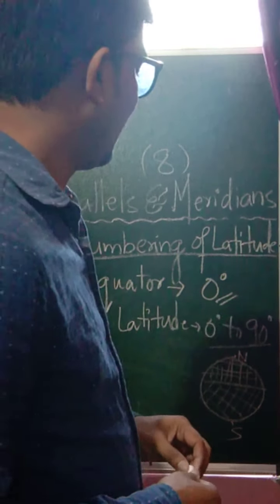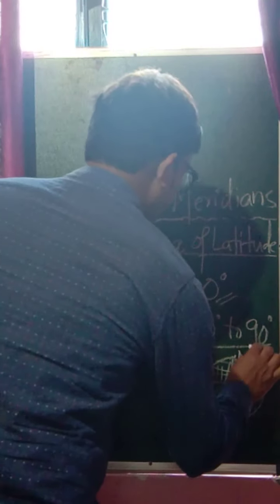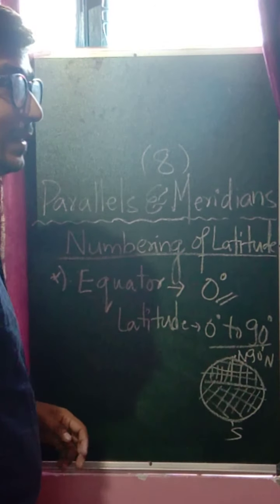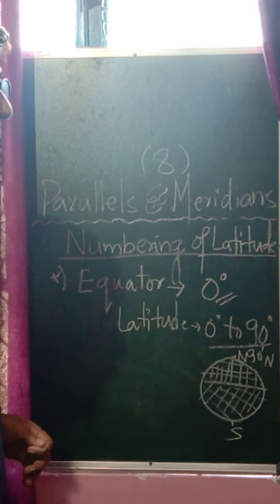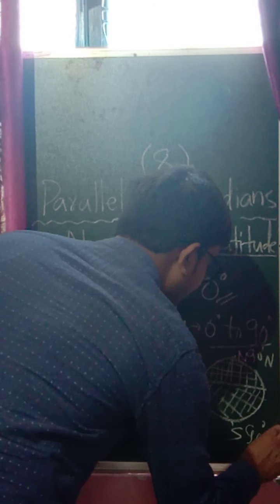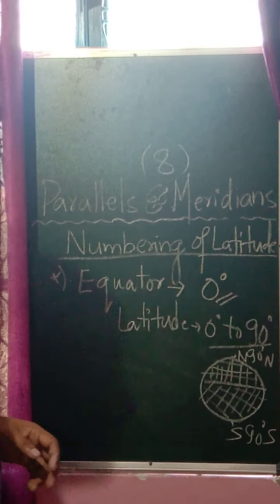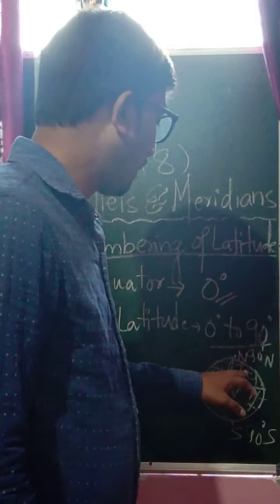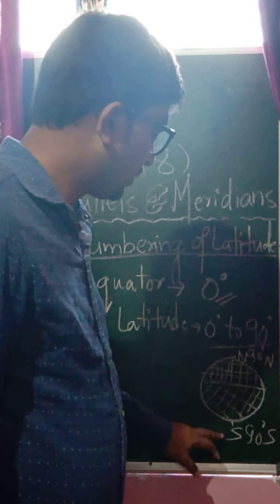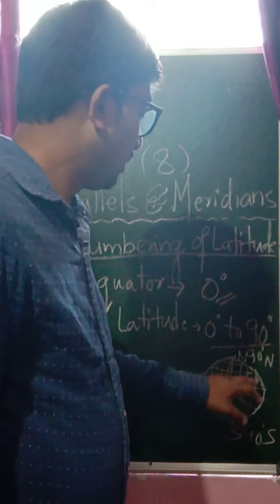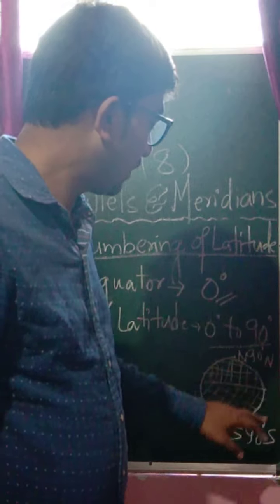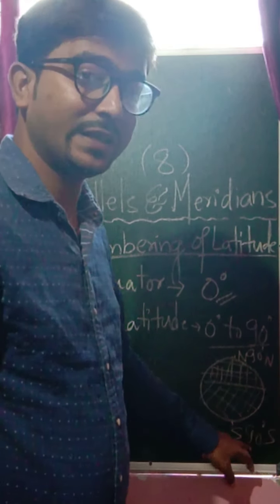The North Pole is at 90 degree, known as 90 degree north, and the South Pole is known as 90 degree south, denoted as 90 degree S. So the North Pole, denoted by the letter N, stands at 90 degree north, and the South Pole, denoted by the letter S, stands at 90 degree south.